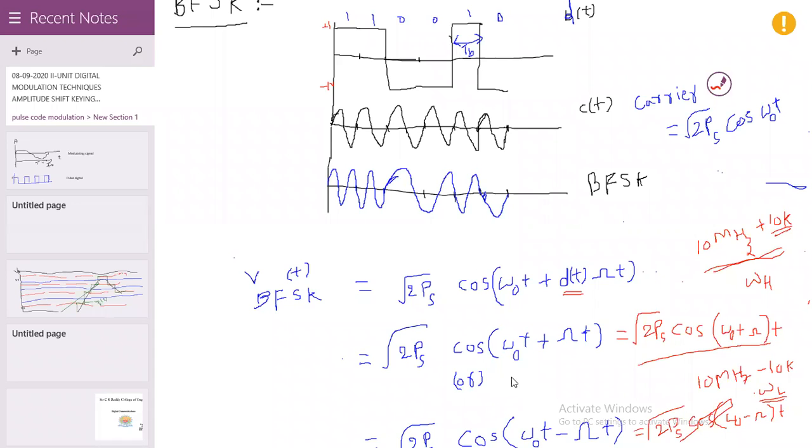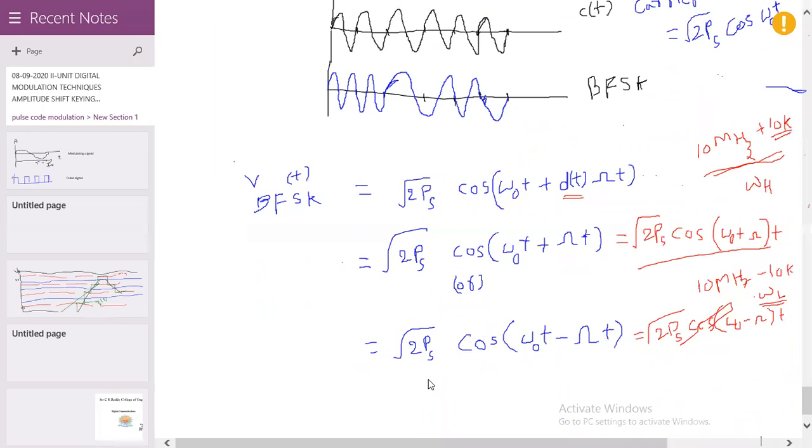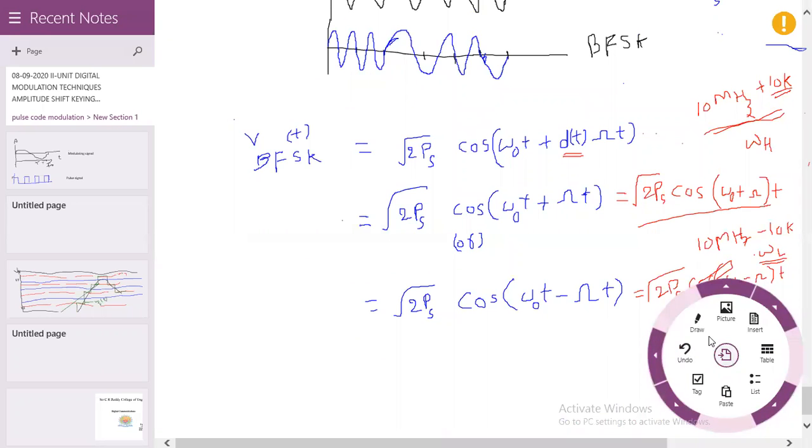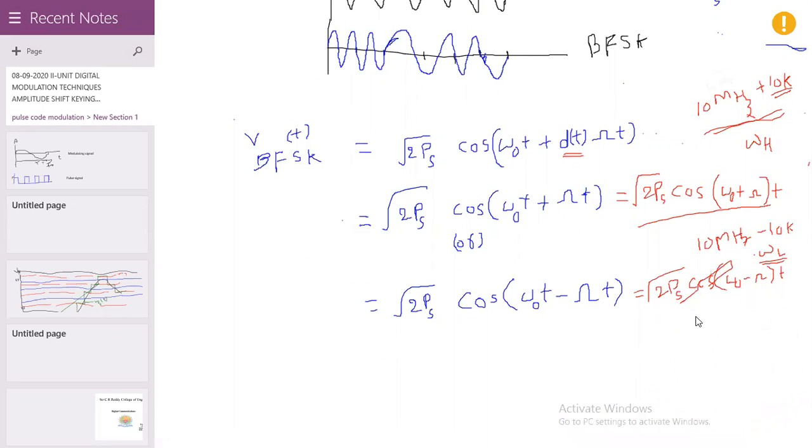So that's why we can write this equation again. If d of t is equal to plus 1 volt, that is logic 1, we can write the equation for BFSK of t.